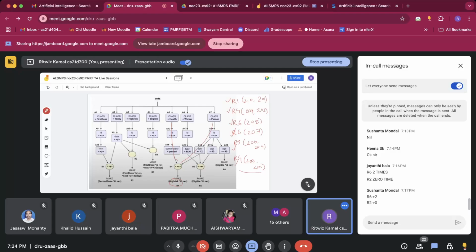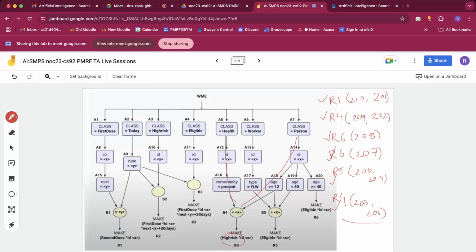Okay, great. So here we can count the number of times each rule is appearing in the conflict set, and we will see that rule 6 is appearing once over here and a second time over here. So rule 6 is appearing 2 times. Rule 1 is appearing once, rule 4 is also appearing twice, and rule 5 is appearing once. All the other rules are not appearing at all.